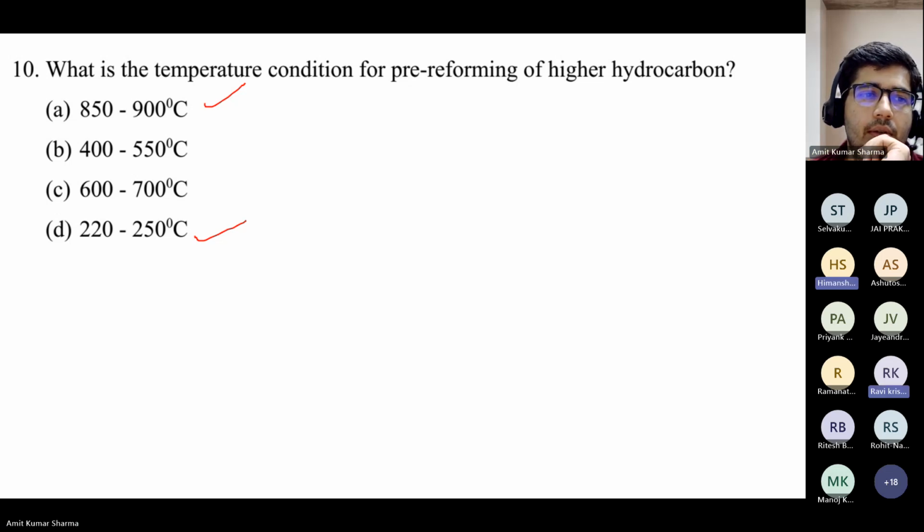It is the low temperature water gas shift reaction. Yeah, it's the low temperature water gas shift reactor. Okay.